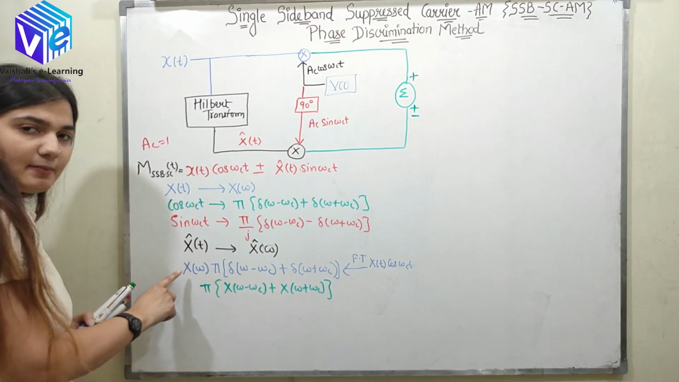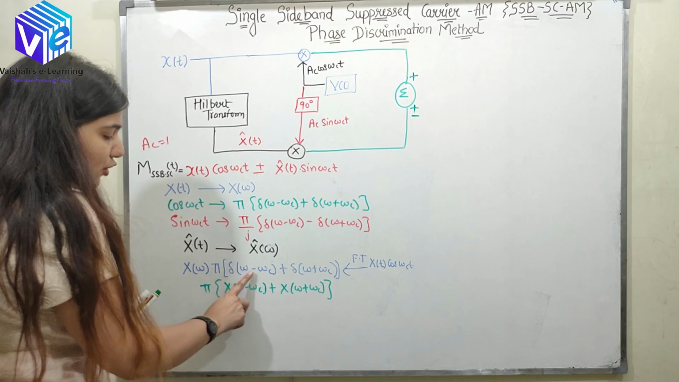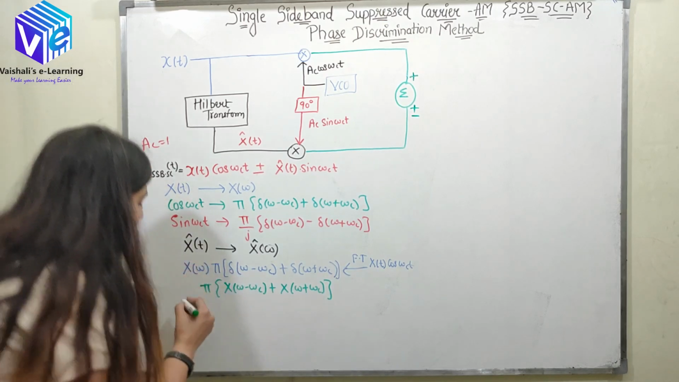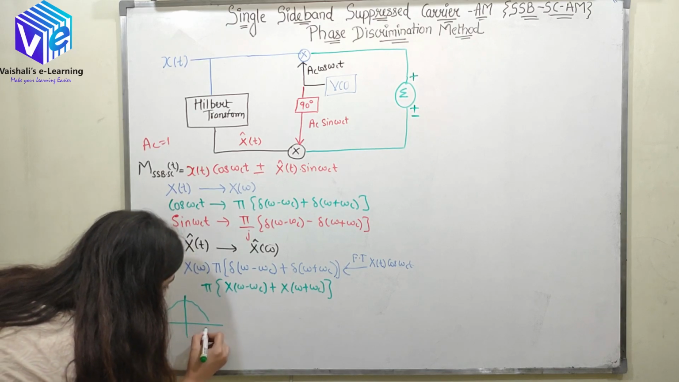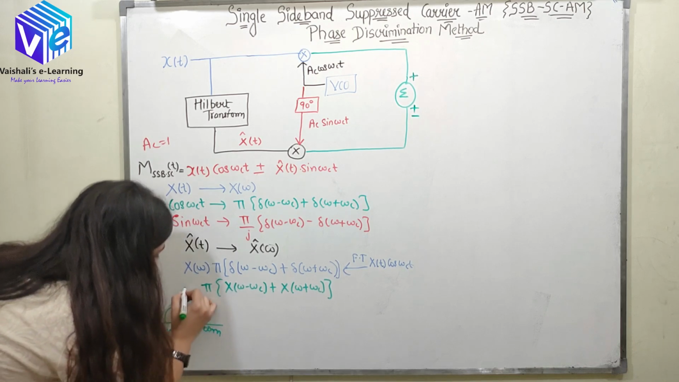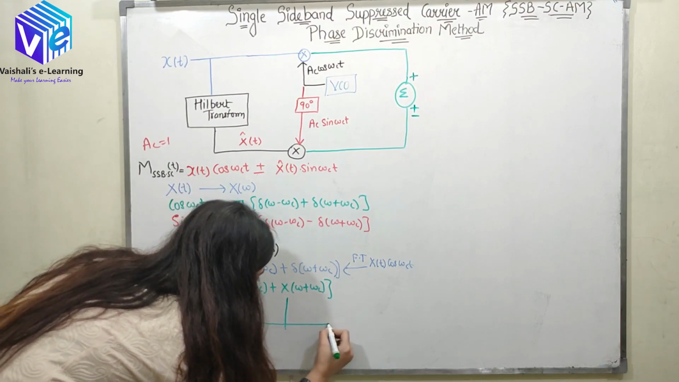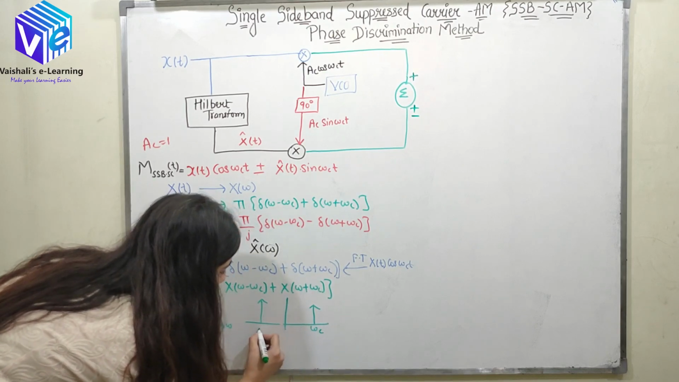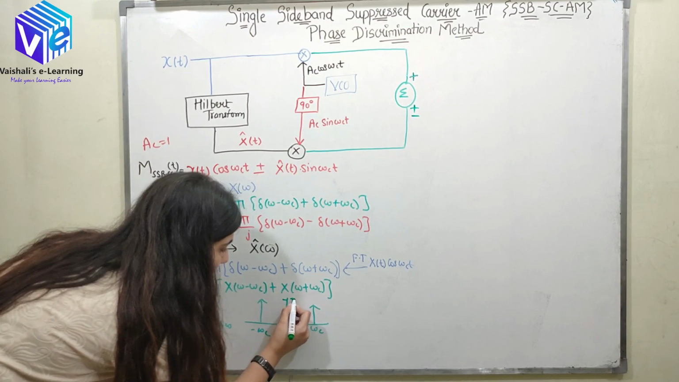An impulse function, when multiplied with any signal, gives the signal shifted to the frequency of the impulse. So let's understand with the help of the diagram. This is my X of omega, from minus omega m to omega m. Now these are my impulses at omega c and minus omega c, of height pi.